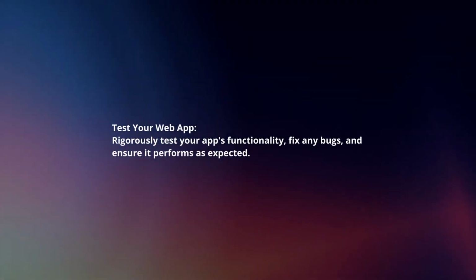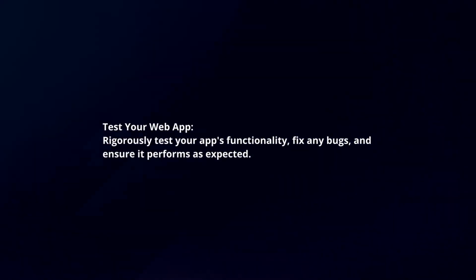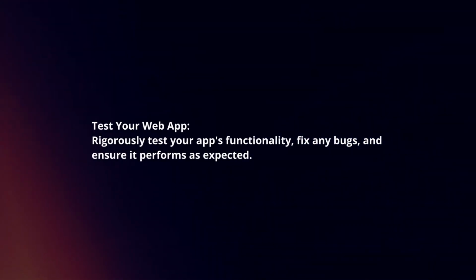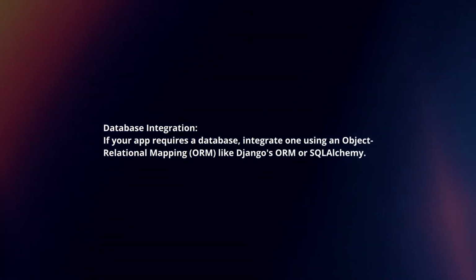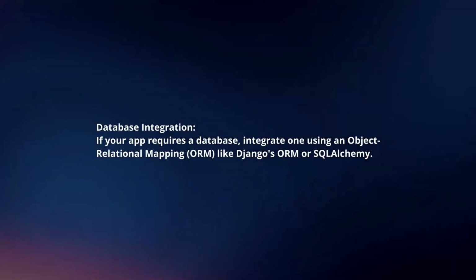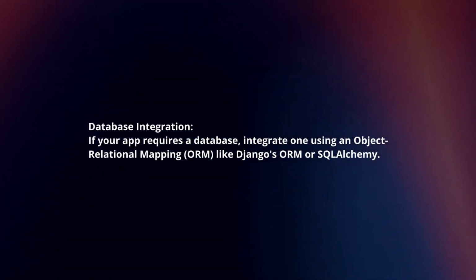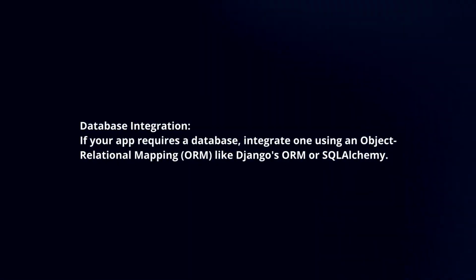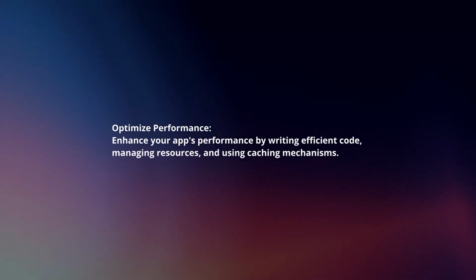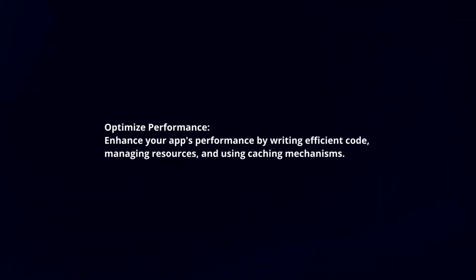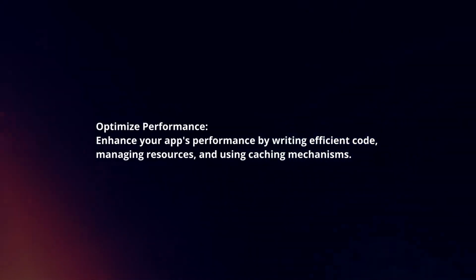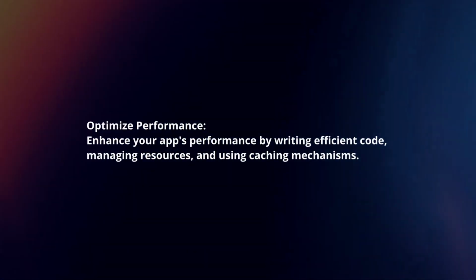Test your web app. Rigorously test your app's functionality, fix any bugs, and ensure it performs as expected. Database integration. If your app requires a database, integrate one using an object relational mapping like Django's ORM or SQLAlchemy. Optimize performance. Enhance your app's performance by writing efficient code, managing resources, and using caching mechanisms.